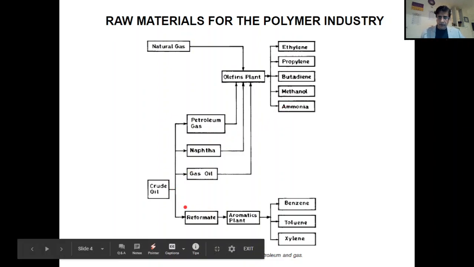Similarly, the platformate reformate from the crude oil can be sent to the aromatic plant, and from the aromatic plant we get benzene, toluene, and xylene. And later on, this is converted into styrene and other monomers for different productions, like benzene converted into styrene to make polystyrene.